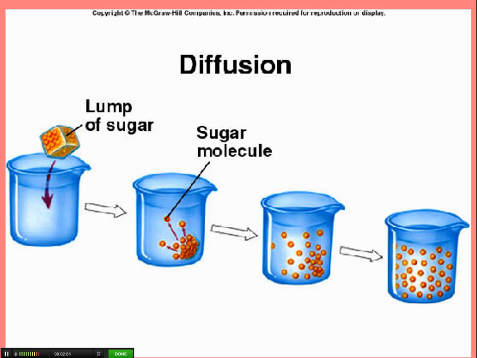Think of diffusion simply like if we put a lump of sugar in a beaker of water. As that sugar dissolves, the sugar molecules evenly distribute themselves in the beaker. This doesn't require any energy. They're just moving from an area of high concentration to areas of lower concentration.